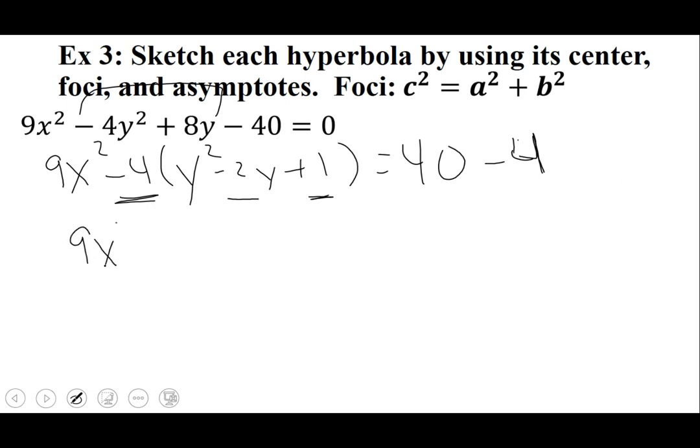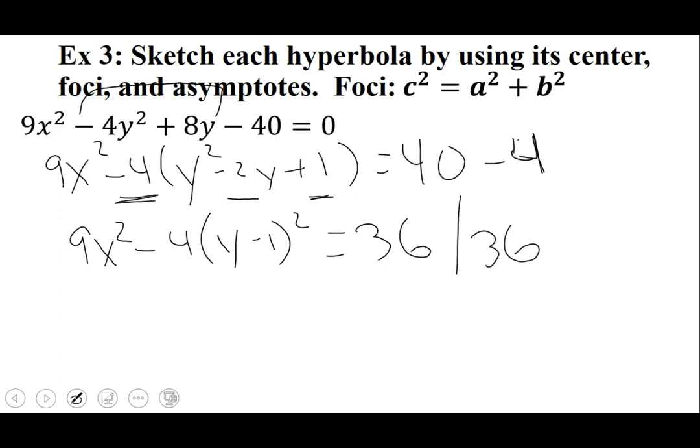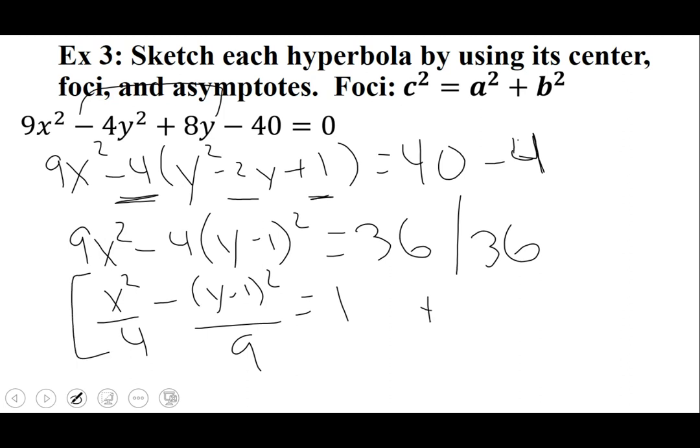So 9x squared is good to go by itself. Then negative 4. Make sure you write it as a quantity squared, which is (y minus 1) squared is equal to 36. Looking good so far, except for the fact that we have to be equal to just 1. So if you divide every term by 36, you're going to get x squared over 4 minus (y minus 1) squared over 9 equals 1. Notice that the x is the value that is positive. So again, that's how I know that the graph is going to open from left to right.